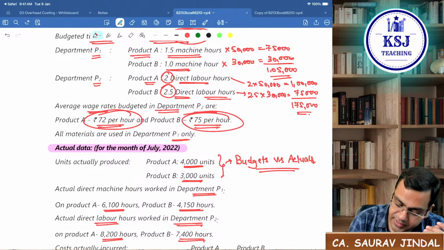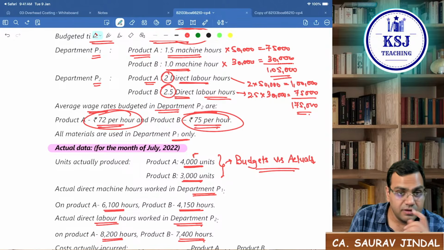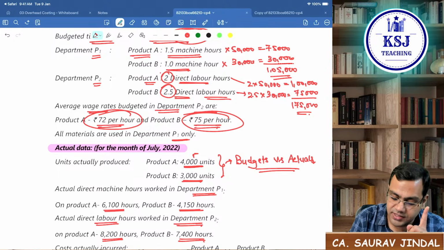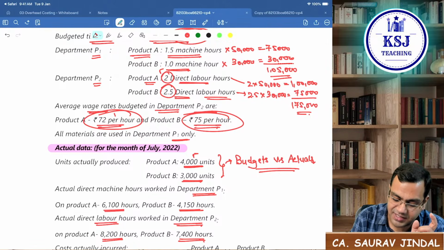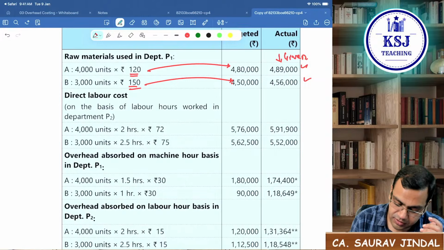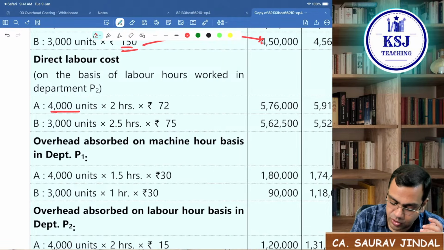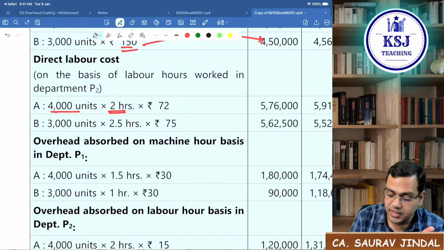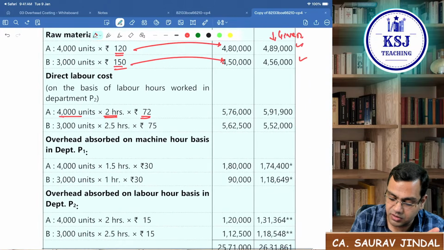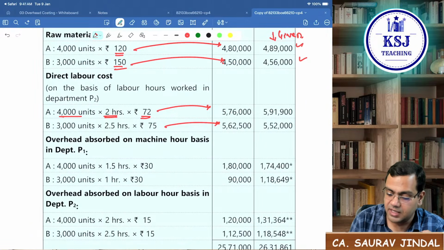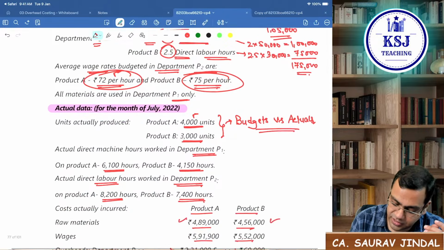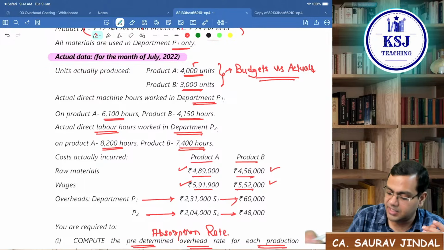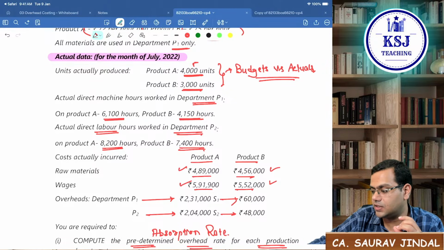So how have they calculated the budgeted? 4,000 units. For every 1 unit, 2 hours are required, so multiplied by 2 that will give you the total hours. Multiplied by 72, that will give you the budgeted cost. Similarly for B. And these actuals are given in the question itself, 591,900 and 5,52,000. Clear?